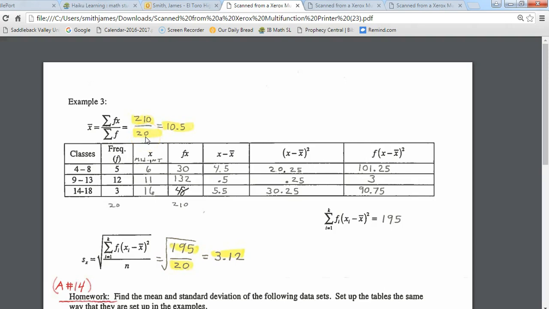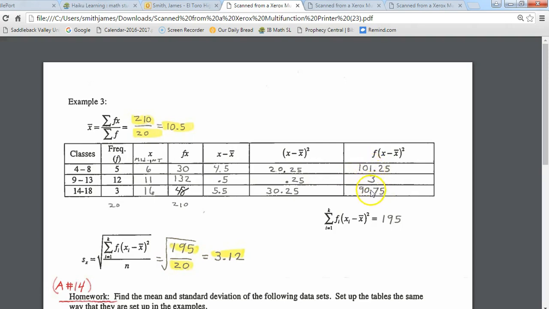I divide it by the number of terms, which is this column right here, the frequencies. If I add all those up, that's the number of terms. And there's my average or my mean of 10.5. And from there, we're just going to go down with the same formula that we've been using all along. You take each term minus the mean, so minus 10.5, and that gives you this column right here. Once you get these, you square them to get these numbers. Once you're here, you multiply these times the F, or the frequency column, to get this column here.